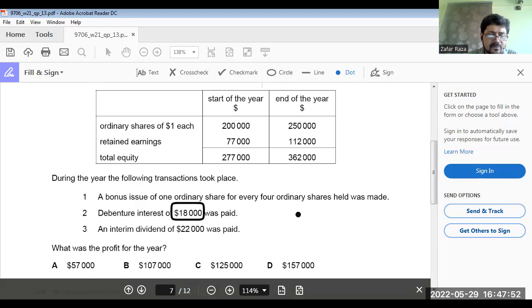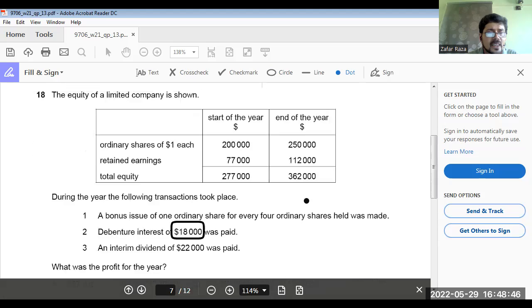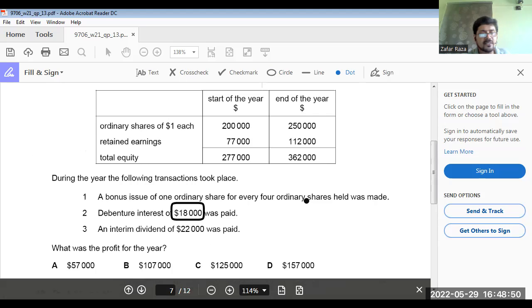Minus 50,000 for bonus, minus 77,000 retained earnings at the start of the year. Minus 50,000 for bonus share, plus 22,000. Using the calculator: 112,000 minus 50,000 minus 22,000 plus 77,000 gives $107,000. That is question number 18. 107,000.